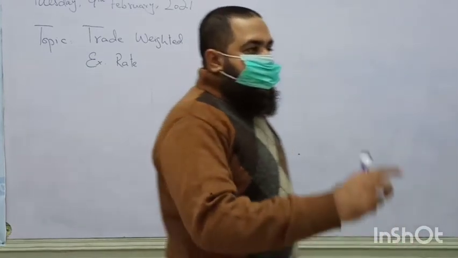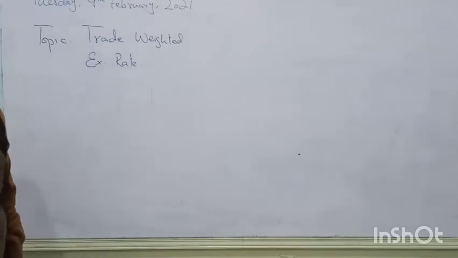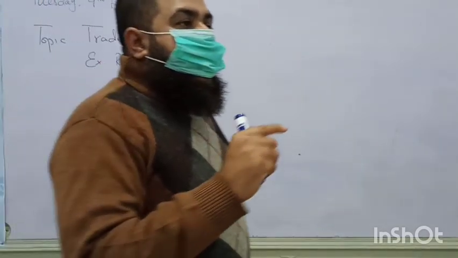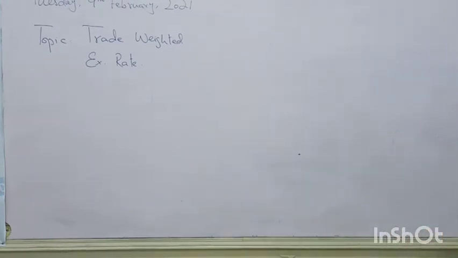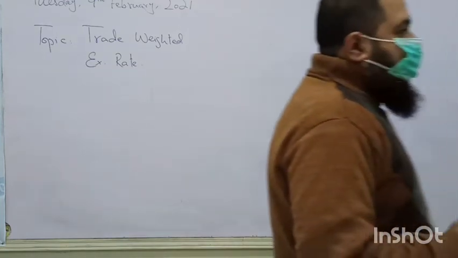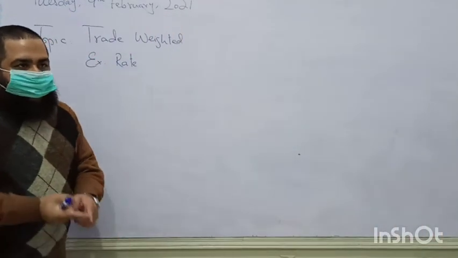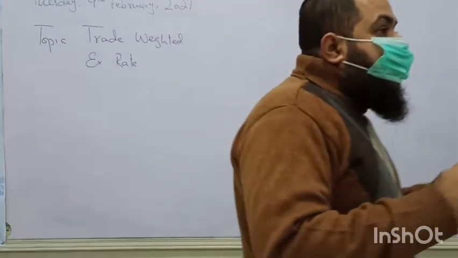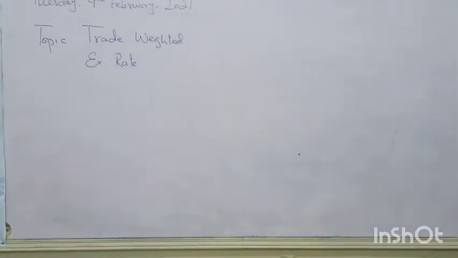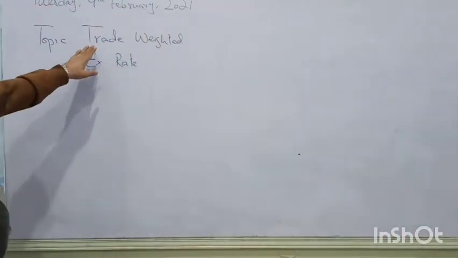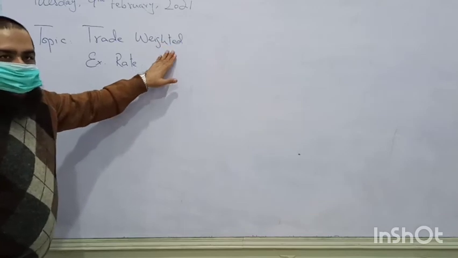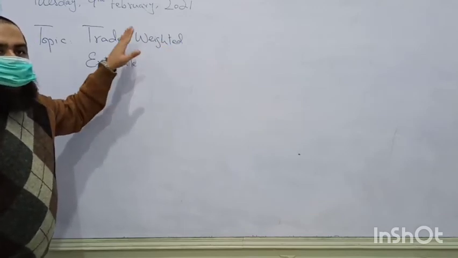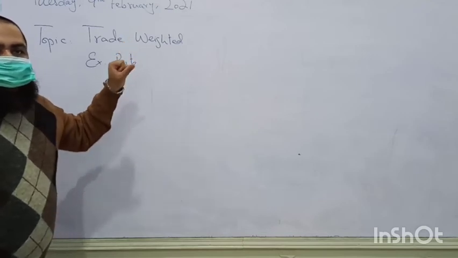What do you mean by weights? Do you remember when we were talking about the retail price index? We assigned weights to each commodity according to the proportion of income spent by consumers on each good. So here we make a basket of currencies and then assign weights to each currency according to their proportion in our total trade. This is trade weighted: how much is the weightage of each currency in our total trading activities?